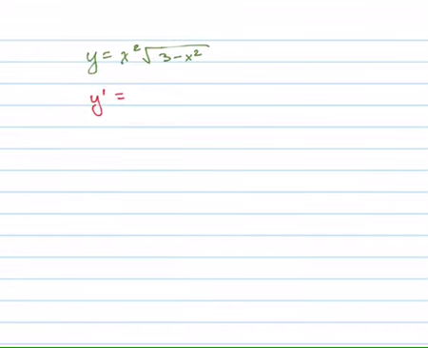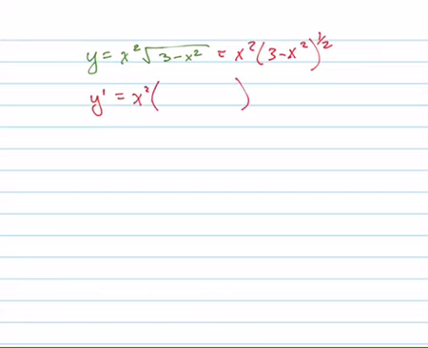Take the derivative of this. Remember that this thing here is the same as x squared times (3 minus x squared) to the 1/2 power. So first we have to use the product rule. The product rule says the derivative is the first times the derivative of the second.